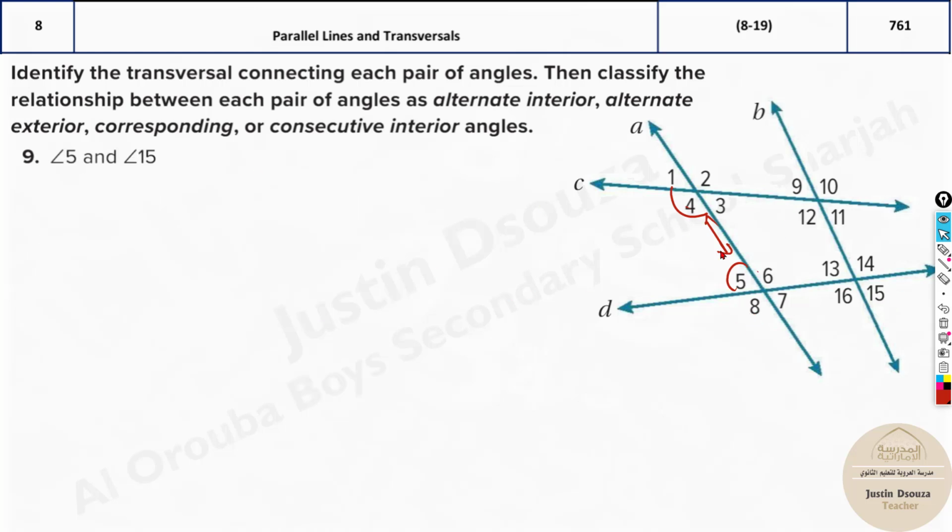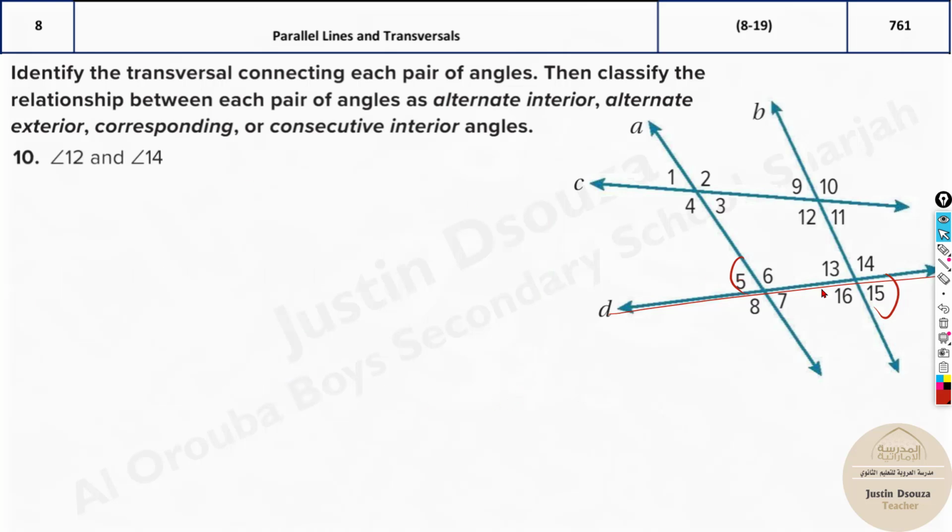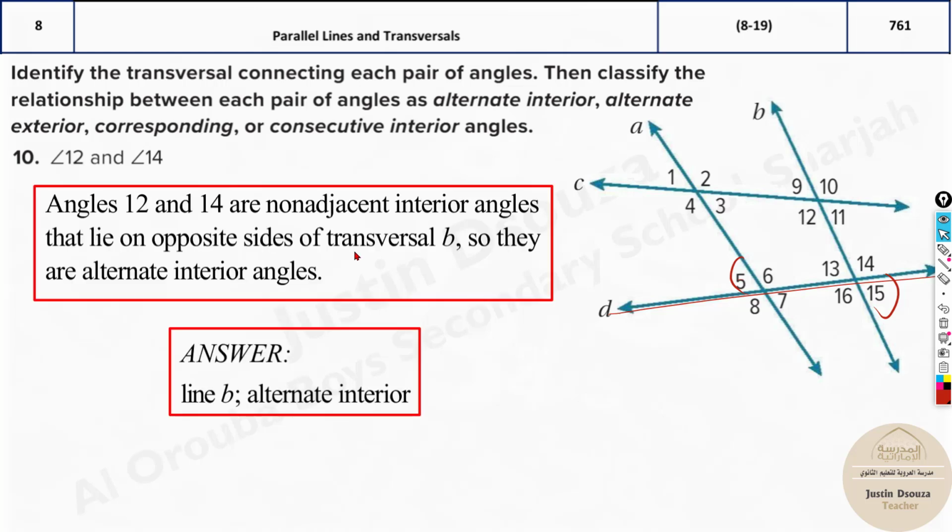What about 5 and 15? 5 is over here, 15 is over here. They are exterior angles. Now which are the two lines to consider? A and B. The transversal is line D, cutting them both. 5 and 15 are exterior alternating angles, with line D as the transversal. What about 12 and 14? 12 is over here, 14 over here. They are interior alternating angles, and the transversal is B.